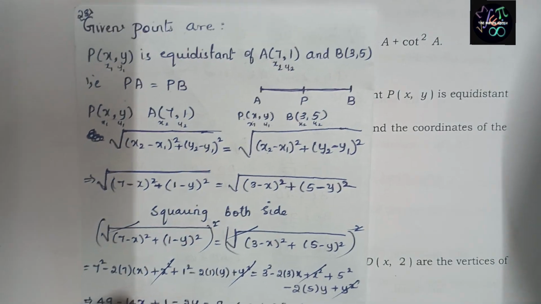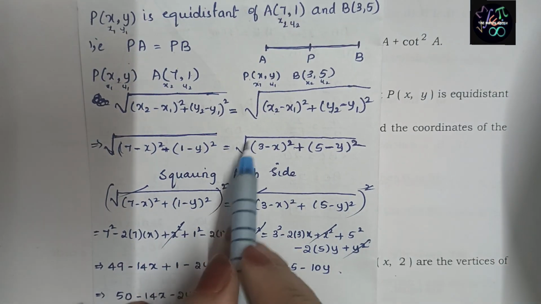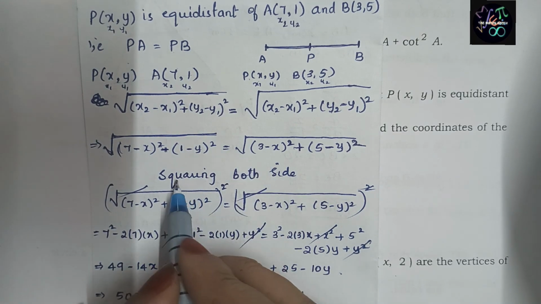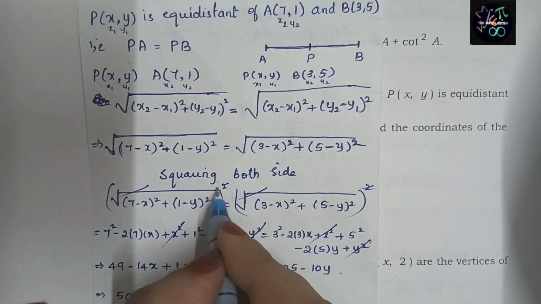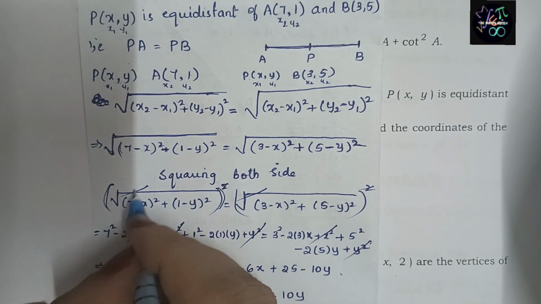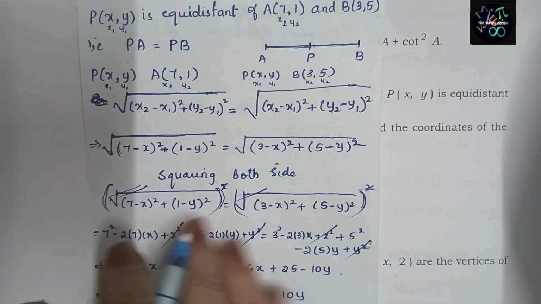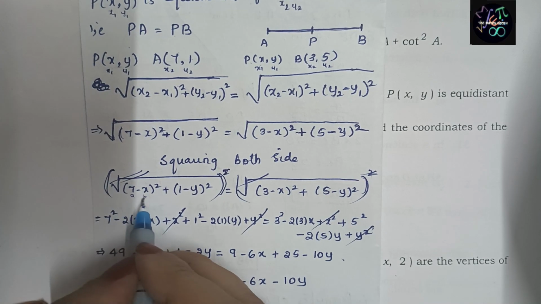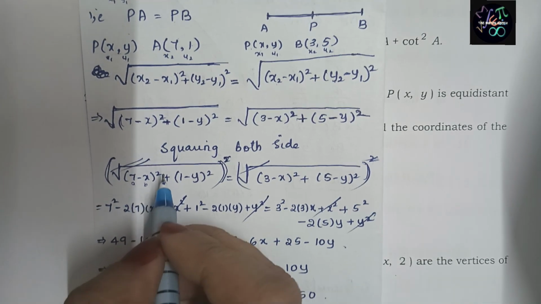Okay, let us solve this now. We need to remove the square root. So to remove the square root, we will square both sides. As we square both sides, the square and root get cancelled, so only this remains. But we can see the (a minus b) whole square formula, so we can apply the (a minus b) whole square formula.